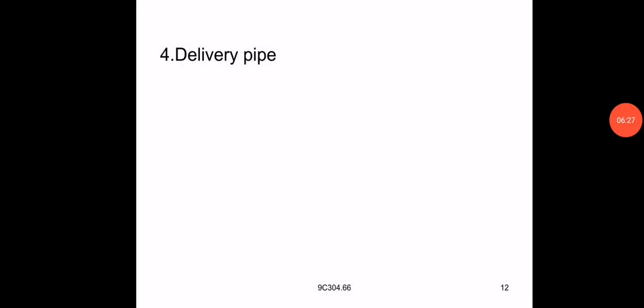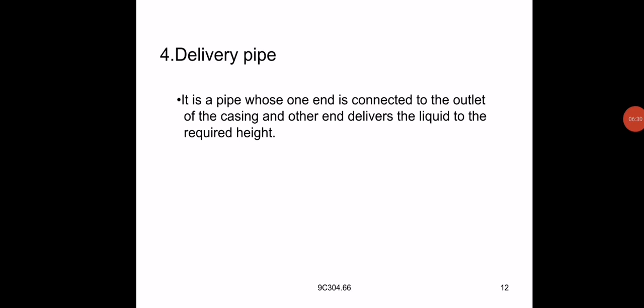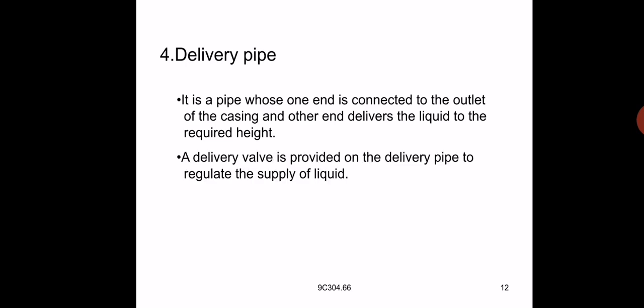Go for the delivery pipe. It is a pipe whose one end is connected to the outlet of the casing and the other end delivers the liquid to the required height. A delivery valve is provided on the delivery pipe to regulate the supply of the liquid.